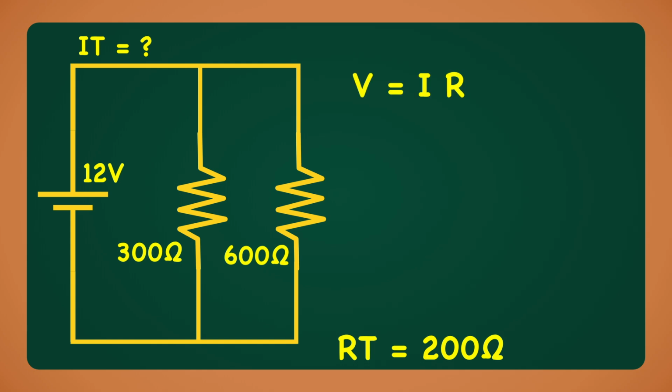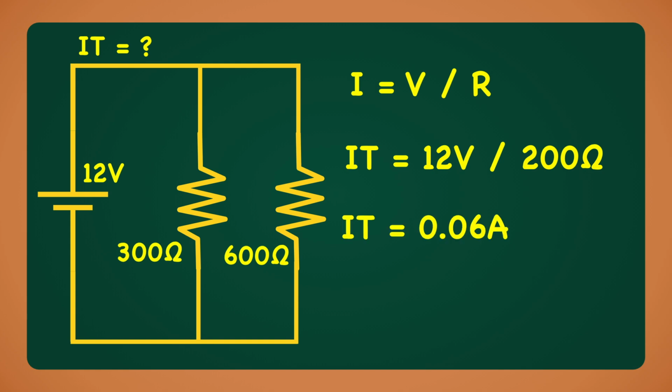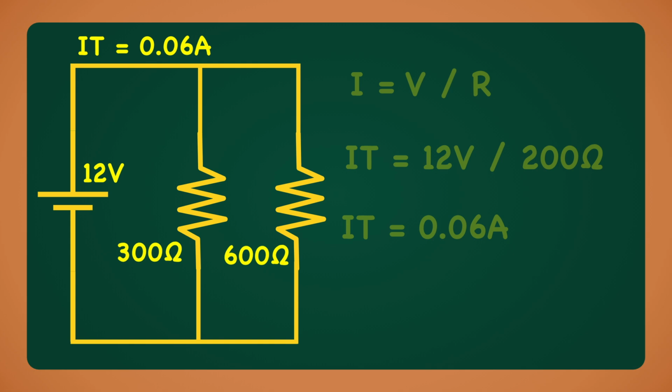V equals I times R. We can rearrange the equation to I equals V divided by R. So the total current equals 12 volts divided by the total resistance, 200 ohms. Therefore, the total current in the circuit equals 0.06 amps or 60 milliamps.